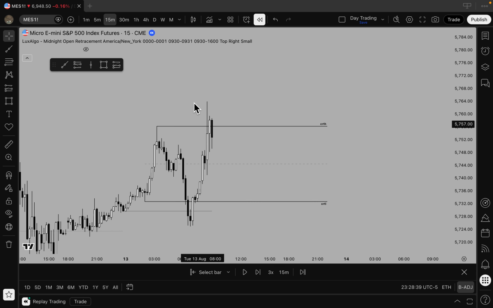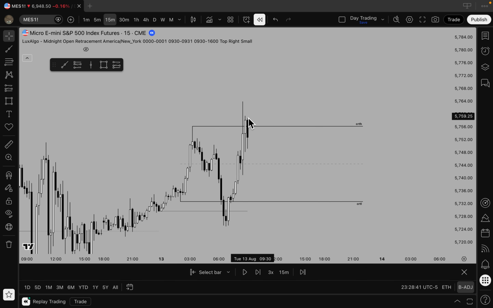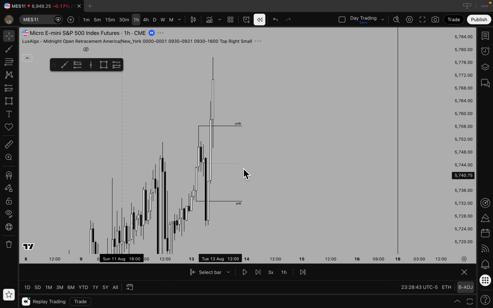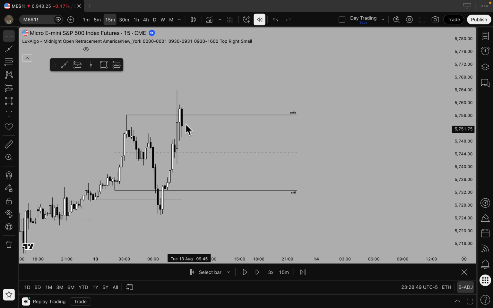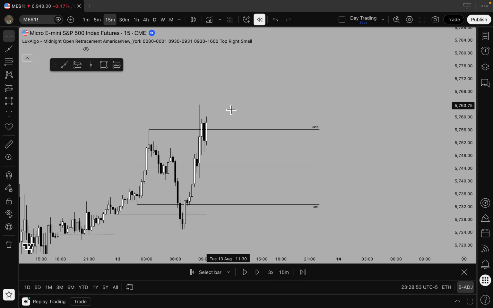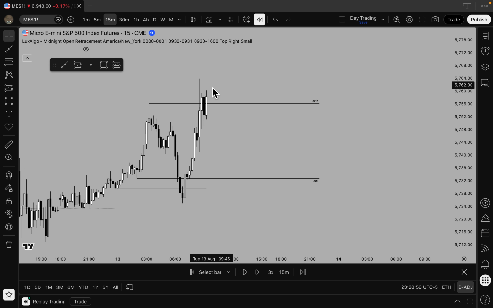Right here. This is important because we closed above our range for the day. You see, look at that. This is after 9 a.m. manipulation. So I'm going to go back on the 5-minute, come back inside, close back over it. All right.